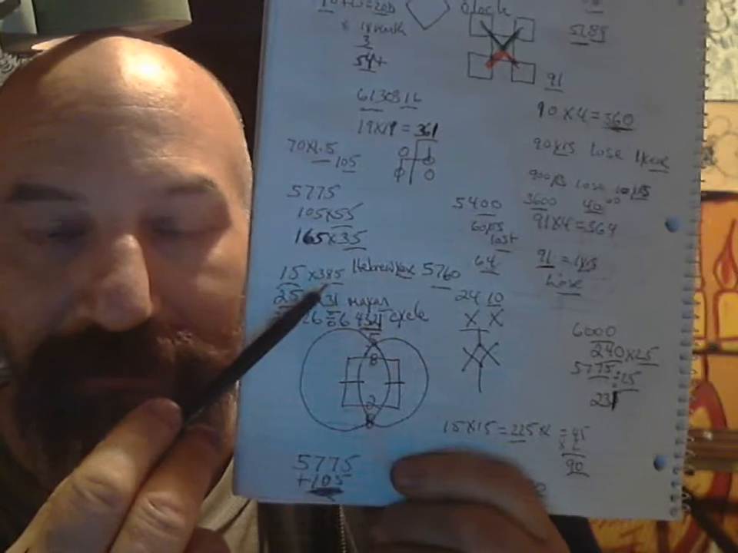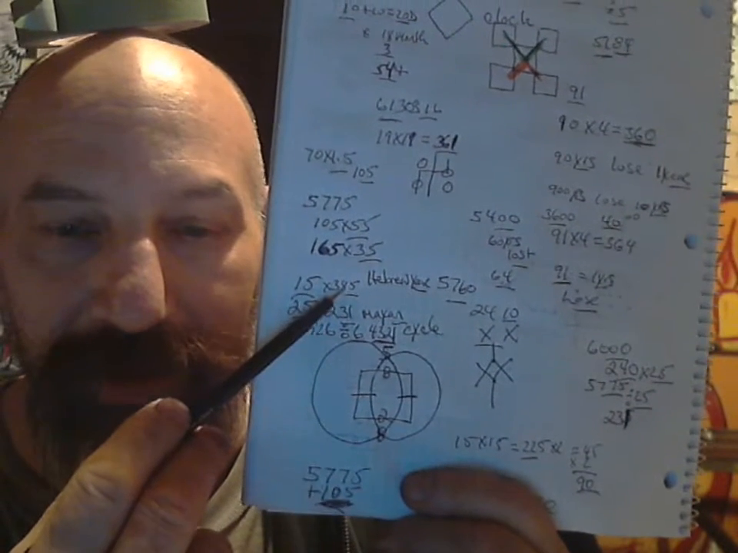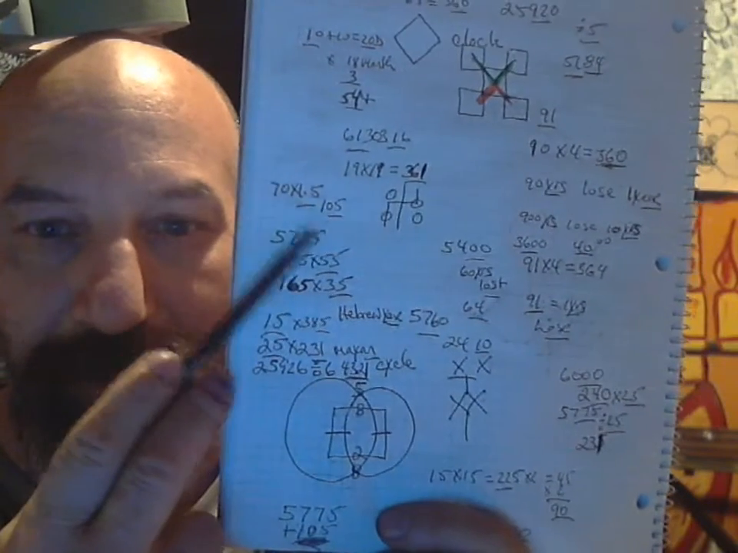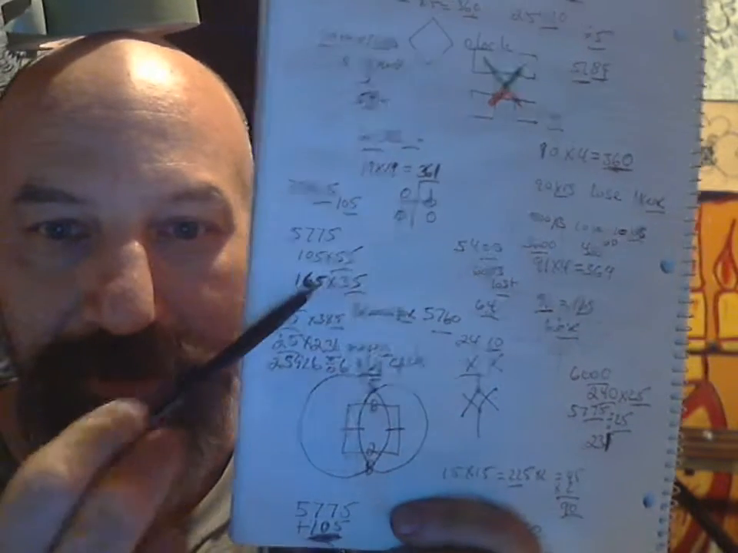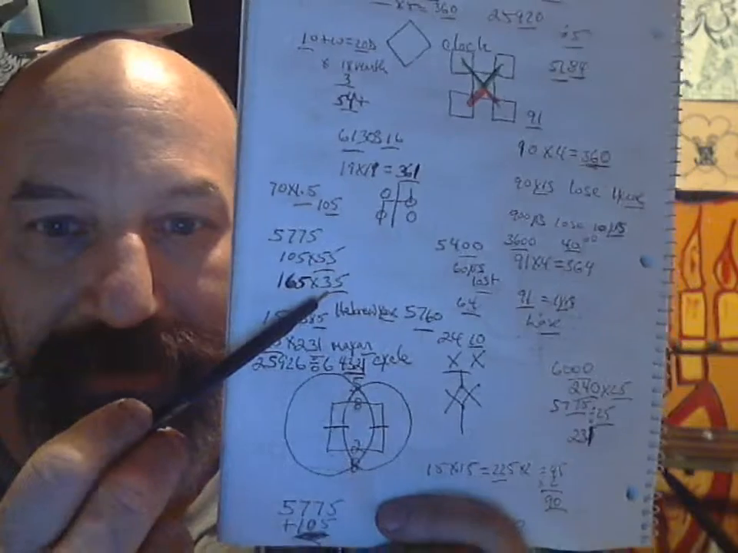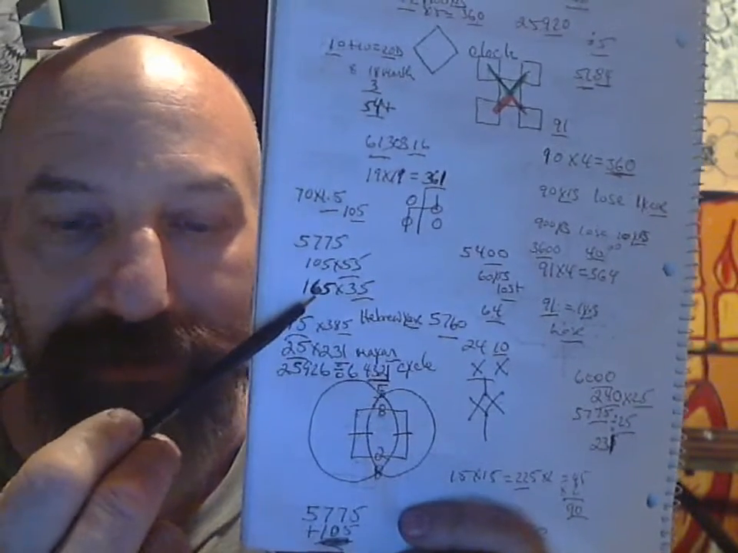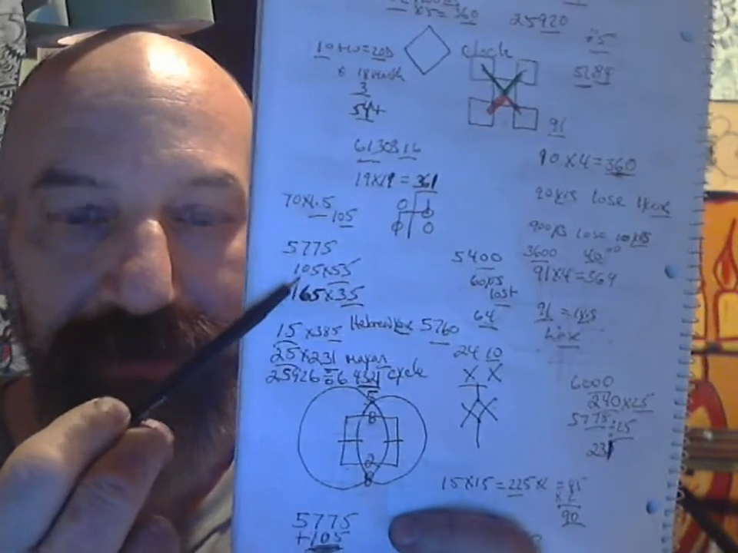15 times 385, which is Hebrew leap year. 384, 385, and you link. 105, 70 times 1.5 is 105. 0 equals 6 is 165. 35 and 57, 75 is 1010 to 1010. 165, Aleph, the hand of God.